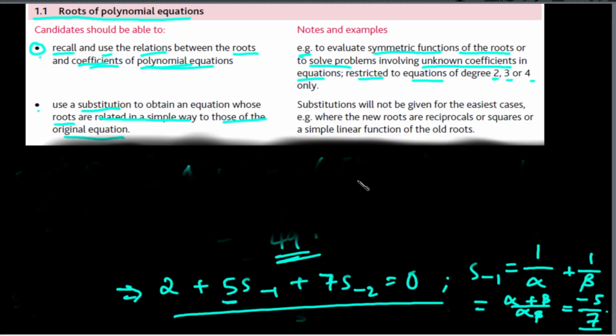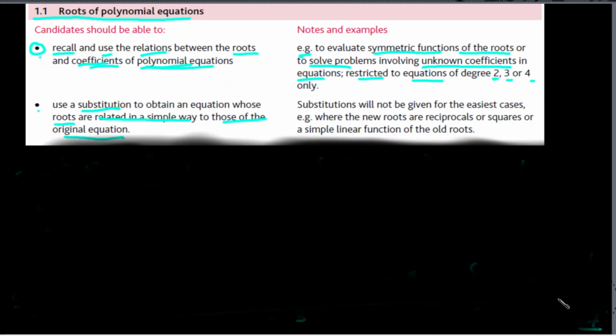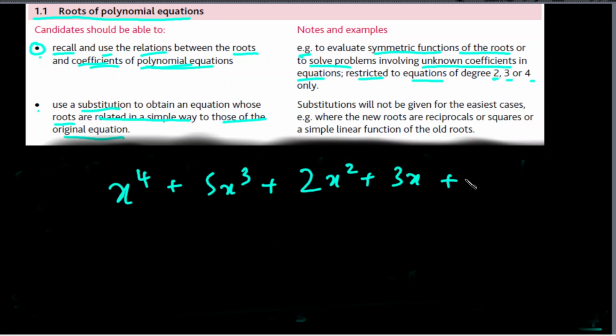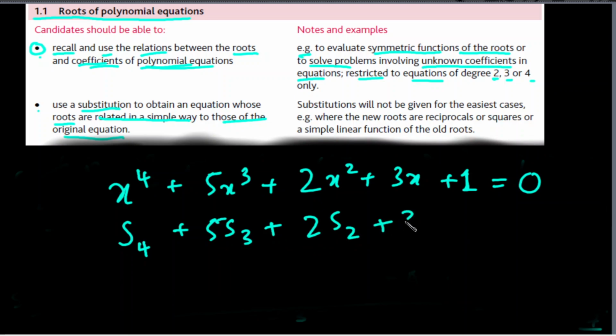That's sort of how you use recurrence relations to your advantage. Remember that when you have another equation like x to the 4 plus 5x cubed plus 2x squared plus 3x plus 1 equals 0, you could use recurrence relations right here. And you could say s4 plus 5s3 plus 2s2 plus 3s1 plus, remember, 4, because there's 4 roots, equals 0. You could use that.